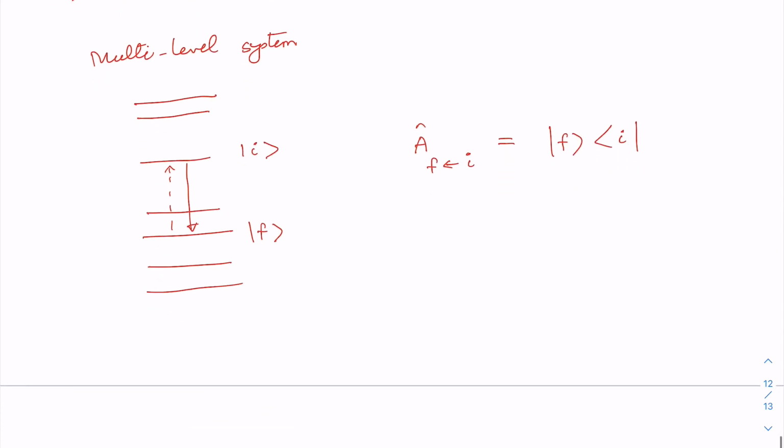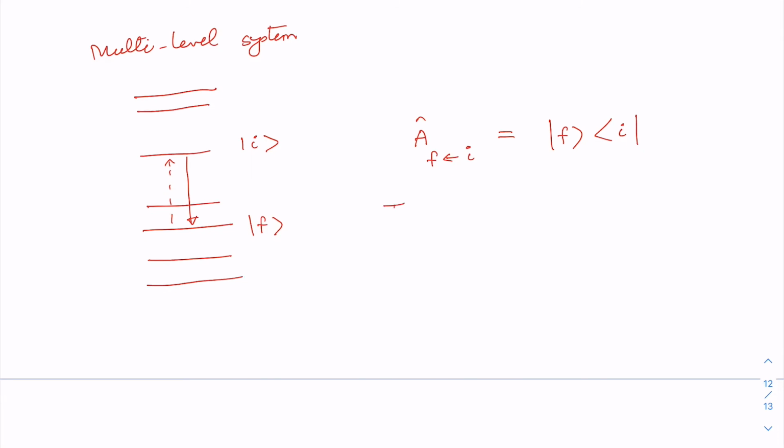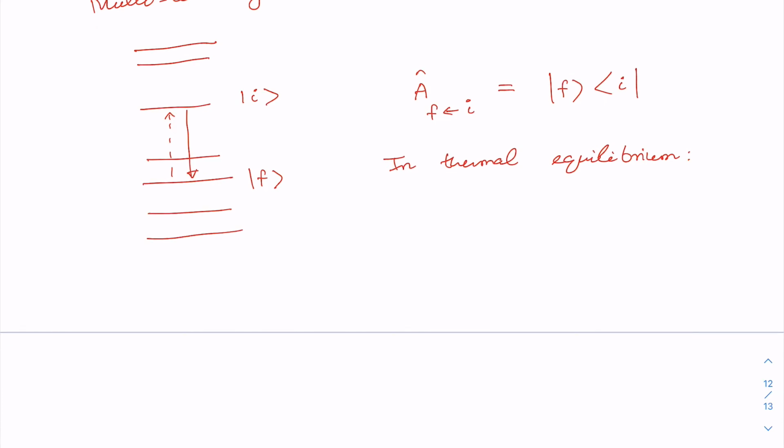Now in thermal equilibrium, what we are going to have is the so-called detailed balance. Thermal equilibrium will be reached when the rate of upward transition is equal to the rate of downward transition. This is what is called detailed balance.